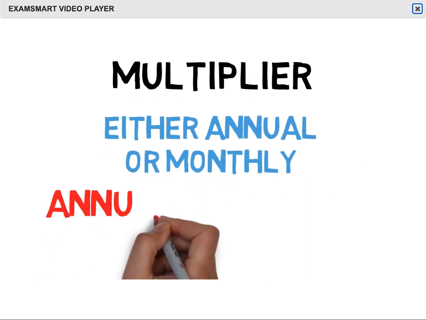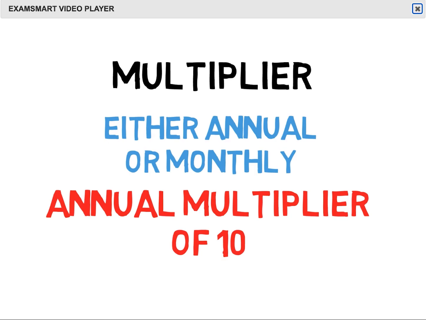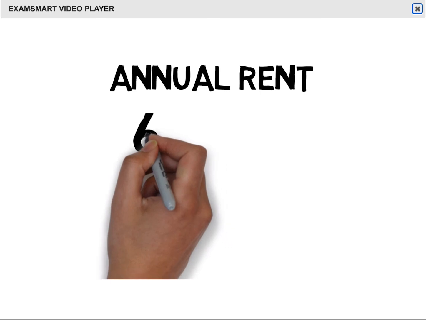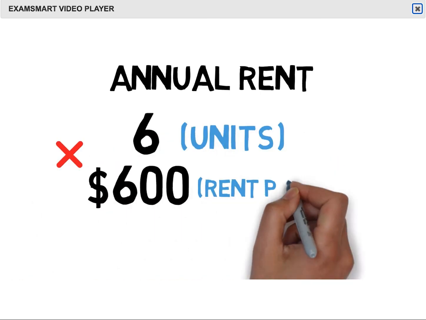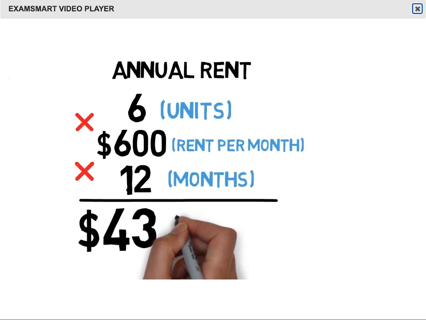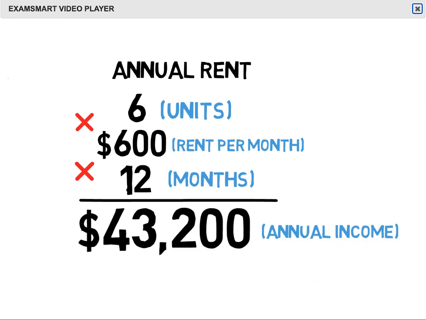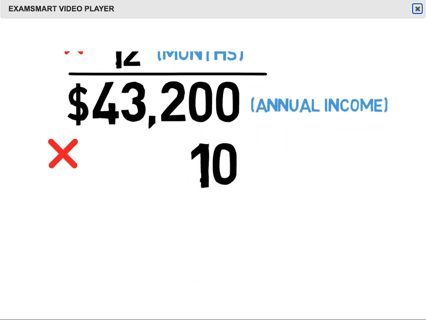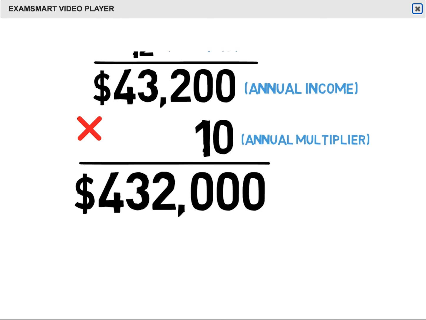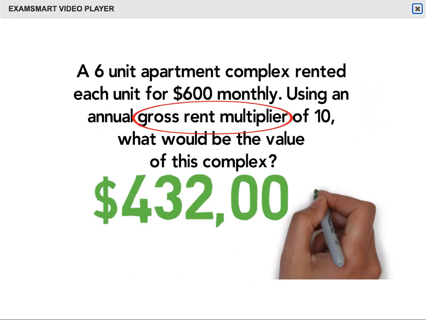In this problem, they give us an annual multiplier of 10, which means we need to multiply that times annual rent. So let's figure out the annual rent on this apartment complex. We'll take 6 units times $600 in rent each month times 12 months to arrive at the annual income of $43,200. So then to estimate the value, we take the annual income of $43,200 times our annual multiplier of 10 to give us a value for this apartment complex of $432,000. Our answer would be $432,000.